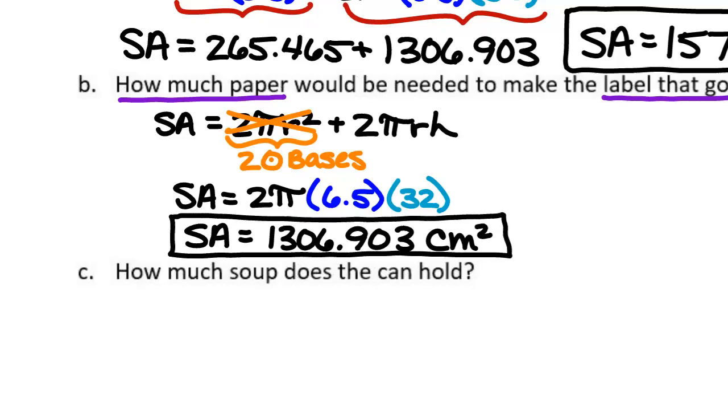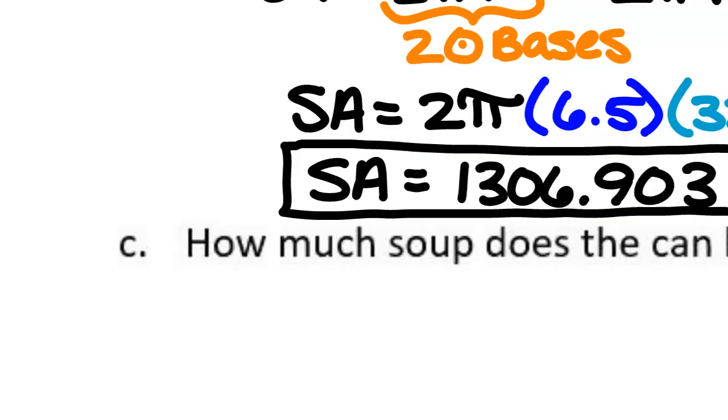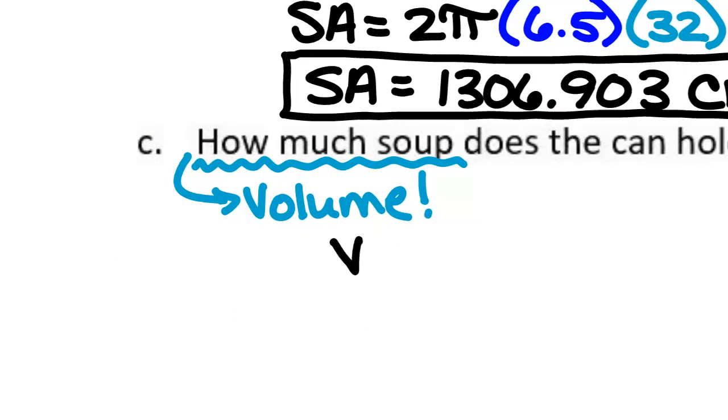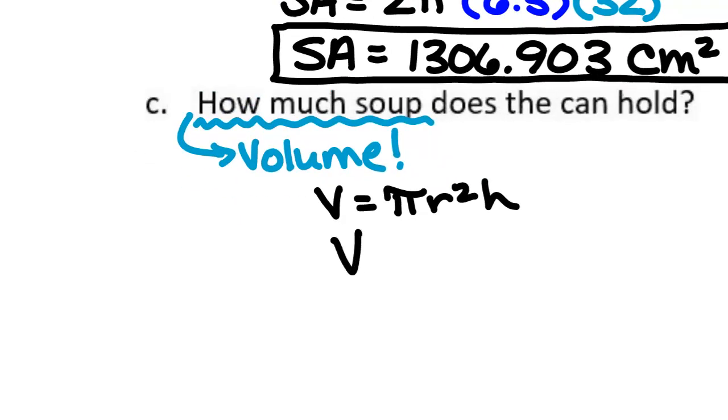All right. Part C. How much soup does the can hold? What am I asking for here? Volume. Volume formula for a cylinder is what? Pi r squared, area of the base, times the height.